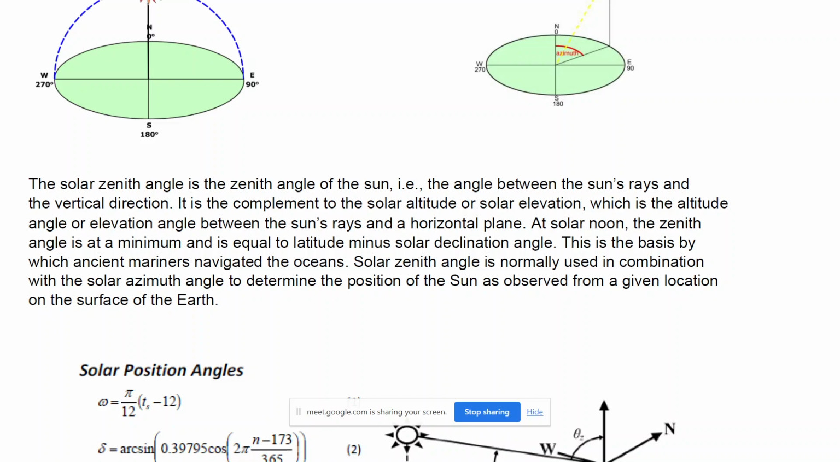This is the basis by which ancient mariners, this is very interesting, that's why I added this line here, and I'm repeating again, I will be sharing all these PDFs with you so that you can read them whenever you feel and you can ask me whatever doubt you have.